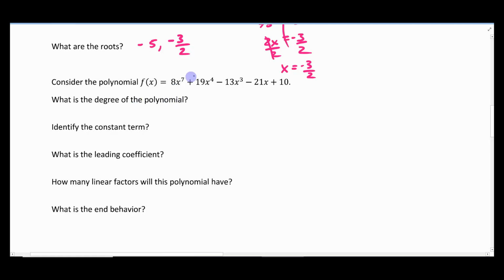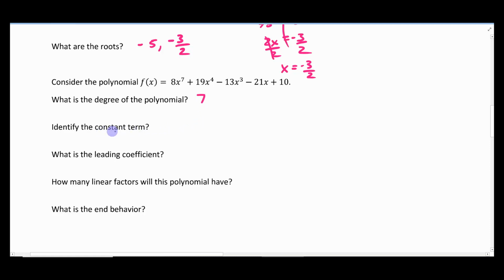Well, we look through the polynomial. This is in standard form. It's not factored, so we look for the highest exponent, right? So I see a 7, a 4, a 3. So the 7 is the largest exponent in this polynomial, so the degree of the polynomial is going to be 7.